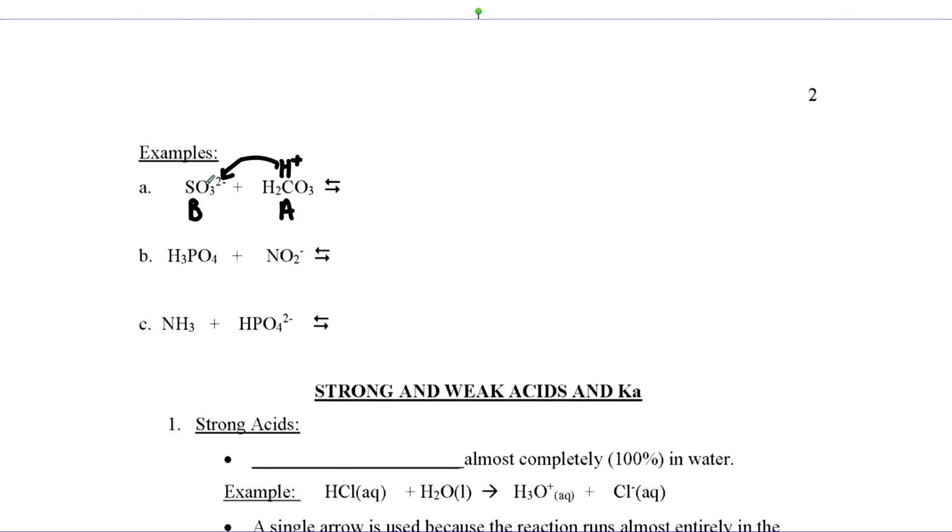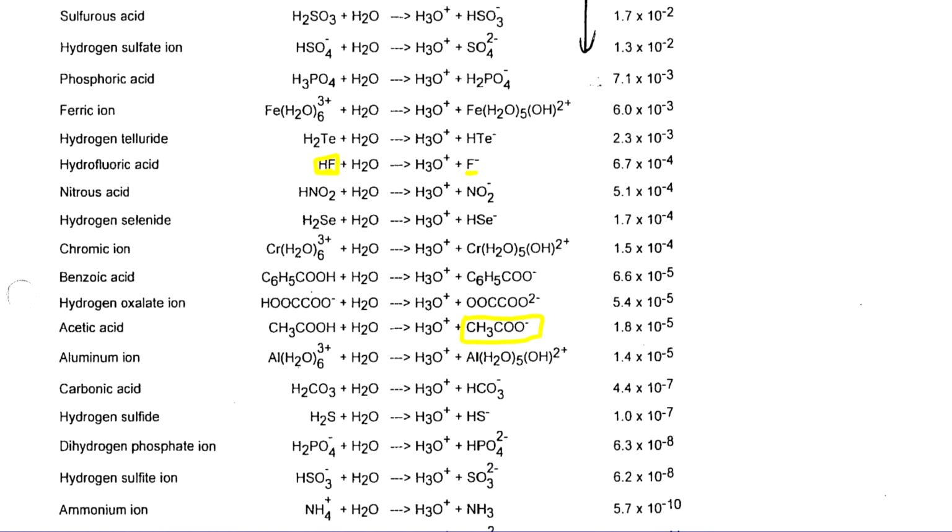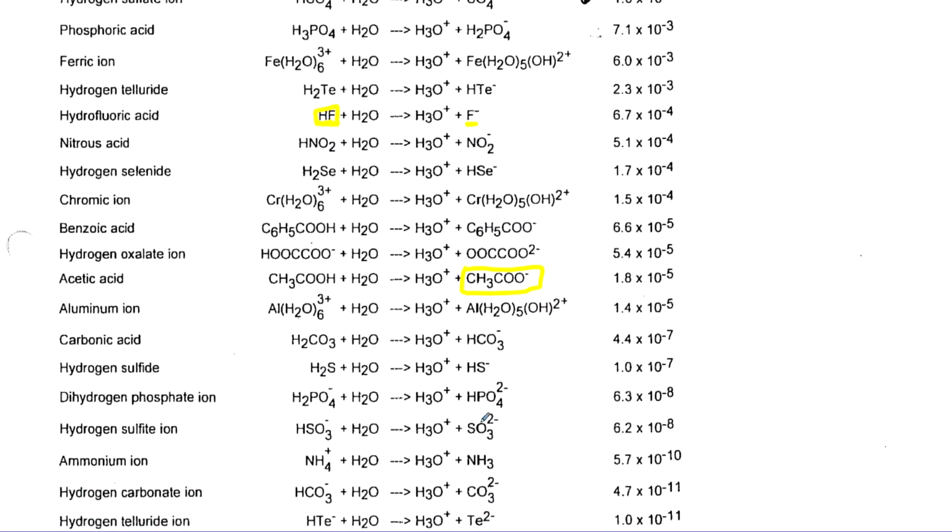So if the SO3 2 negative is receiving a hydrogen, now, does it have a charge? Well, you can always go look at your chart. So let's go look. Here's the SO3 2 negative. If you go back, here it is with a hydrogen attached. So it's HSO3 negative.